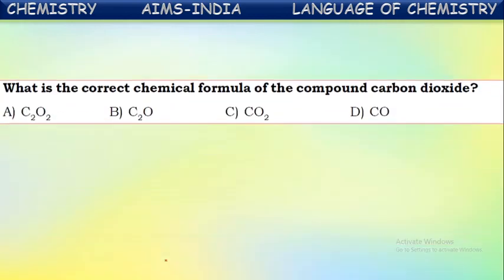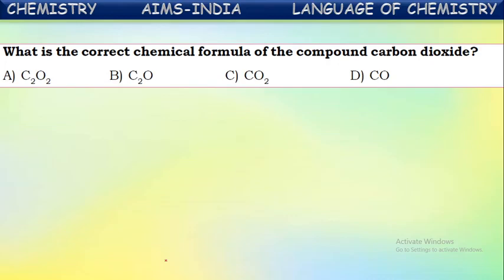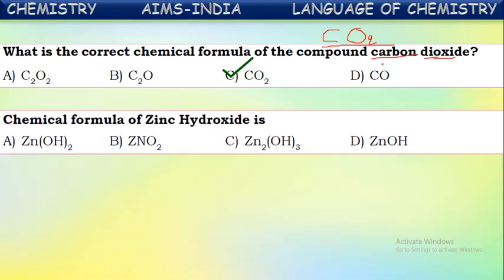Okay, next. What is the correct chemical formula of the compound carbon dioxide? If you observe, the first non-metal is carbon, and the second one is ox, which represents oxygen, and both are non-metals as it is oxide. And next, dioxide, which represents two atoms of oxygen. So, it is 2. CO2 is the chemical formula of the compound carbon dioxide. Okay, CO2. Where is it? Here.